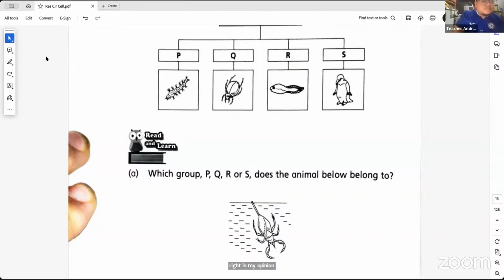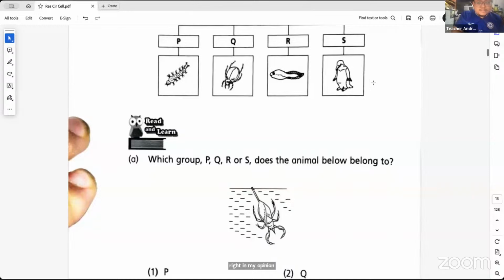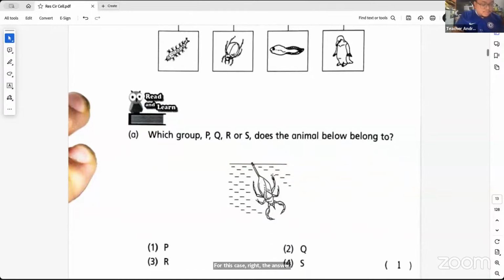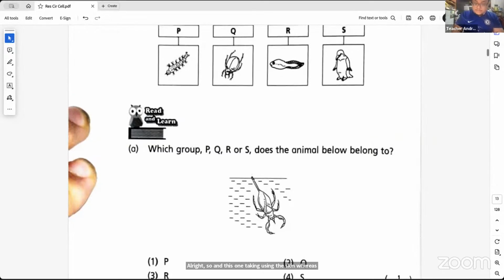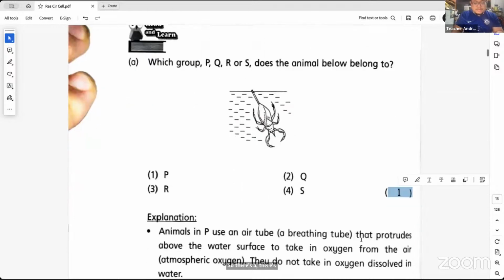Okay, sorry, pressed wrong. For this case, the answer is actually P. Why? Because this is an insect that takes in the air from outside. It doesn't live in water. This one takes in air using the skin, whereas this one is using lungs. But this looks like a mosquito larva. So there's a breathing tube on the top here, same as this breathing tube. Therefore, the answer is number 1, P.